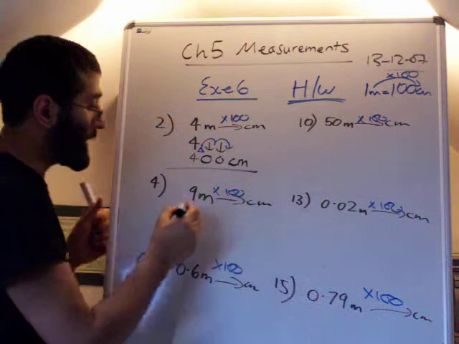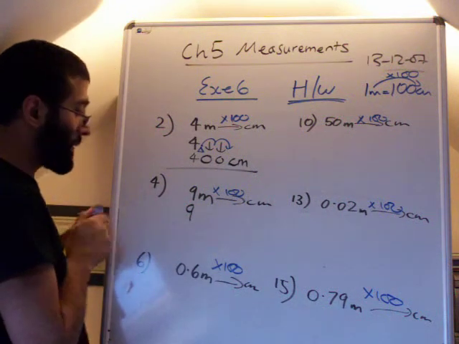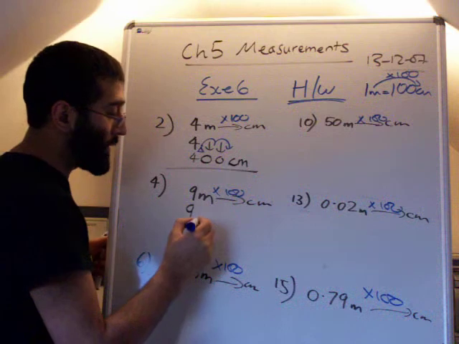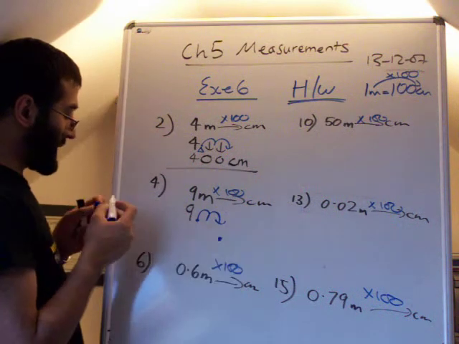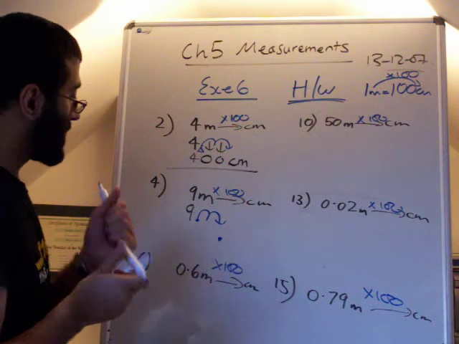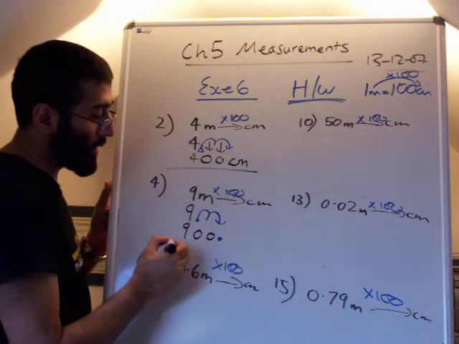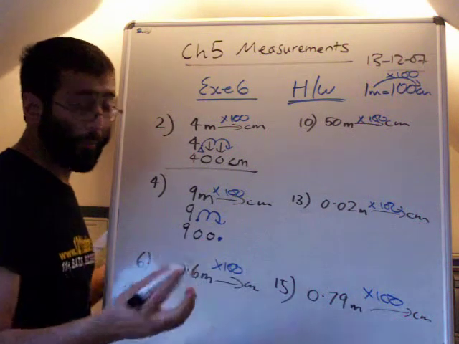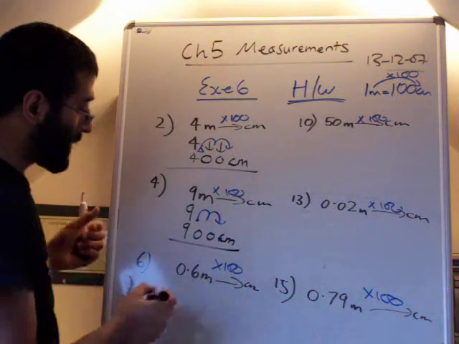Next question, 9 meters. Copy the 9 down. Put the decimal point in. Move it 2 places to the right, that's what you do when you multiply by 100. Drop the decimal point down, copy everything down, 9, empty home of 0, empty home of 0, 900 point becomes 900. So 900 centimeters is our final answer.